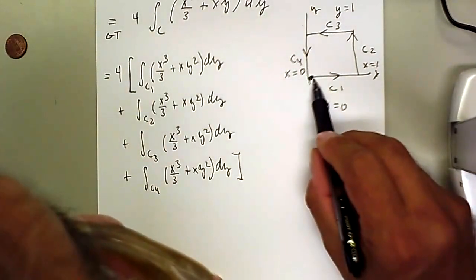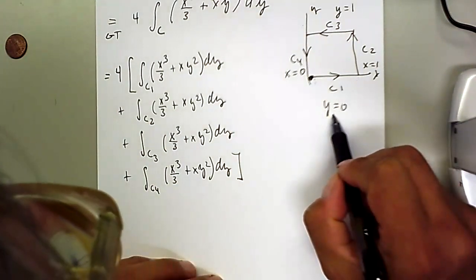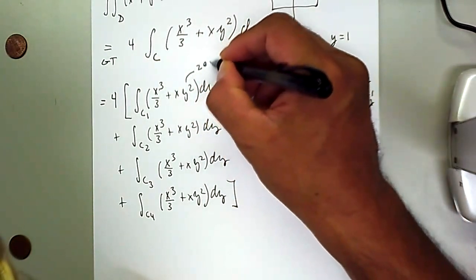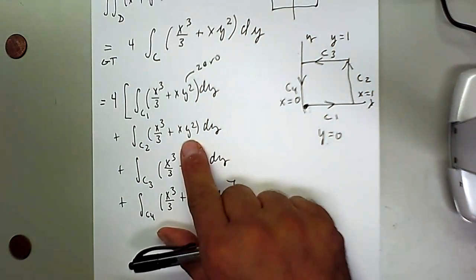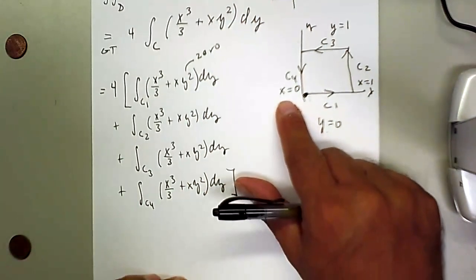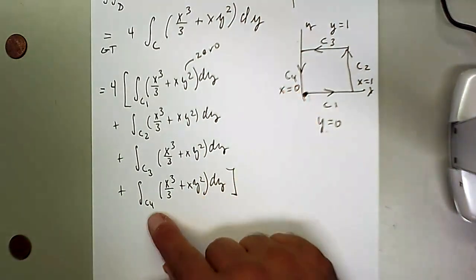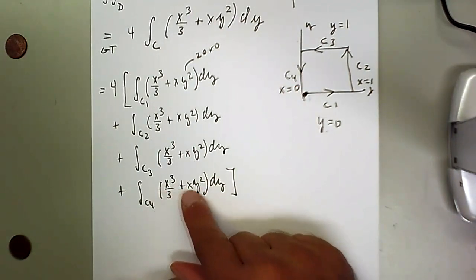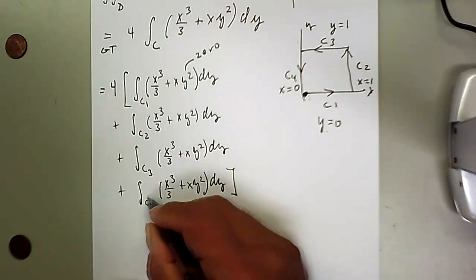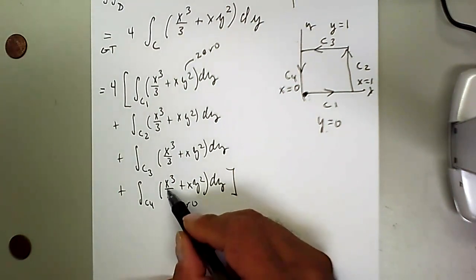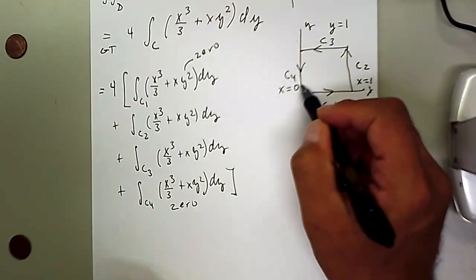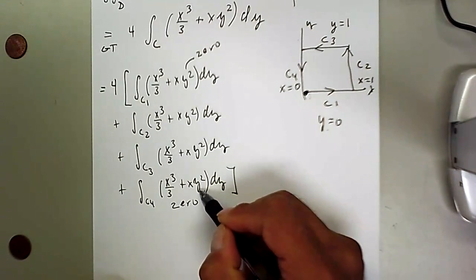All right. Now, when on C1, y is 0. So this guy is going to be 0 on C1, not on C2. Okay, who else is going to be 0? x is going to be 0 on C4. There's C4. So there's an x and there's an x. So the entire integral is going to be 0, because both terms contain x, but in that path, x is 0. So all of this is 0.